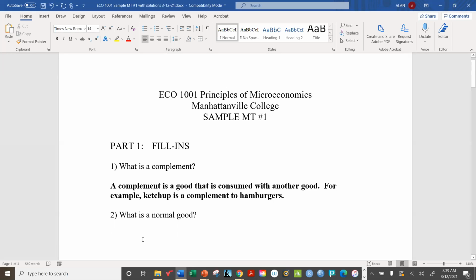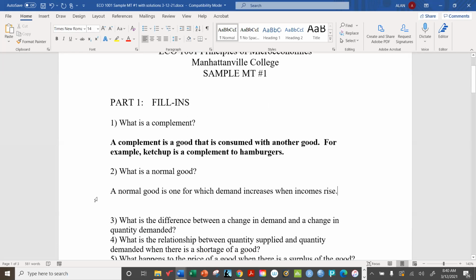All right, anyway, a normal good is one for which demand increases when incomes rise. Okay, that's all you need to know. As long as you buy more of this product when your income goes up, that means it is a normal good.